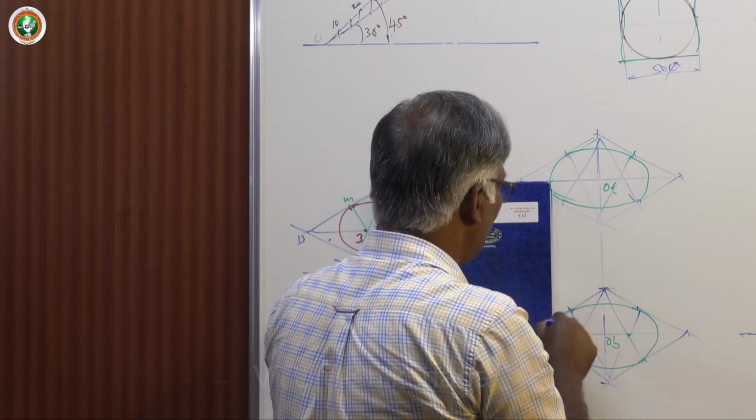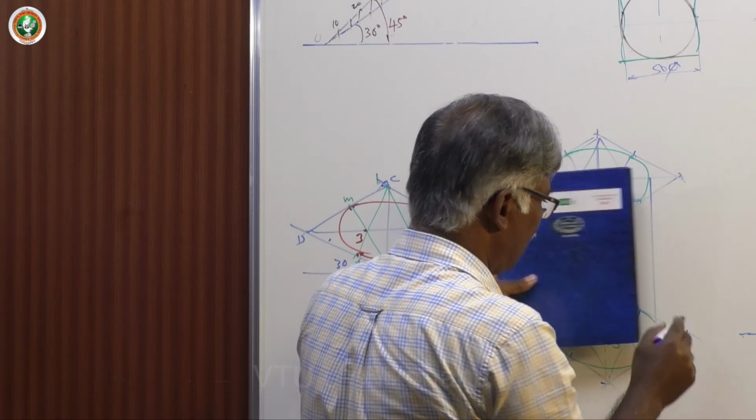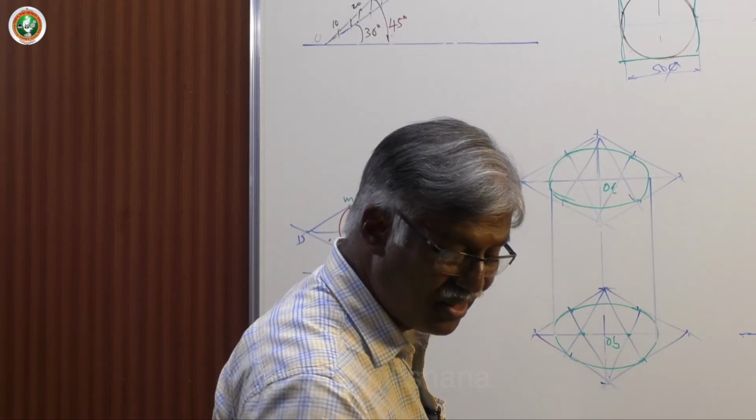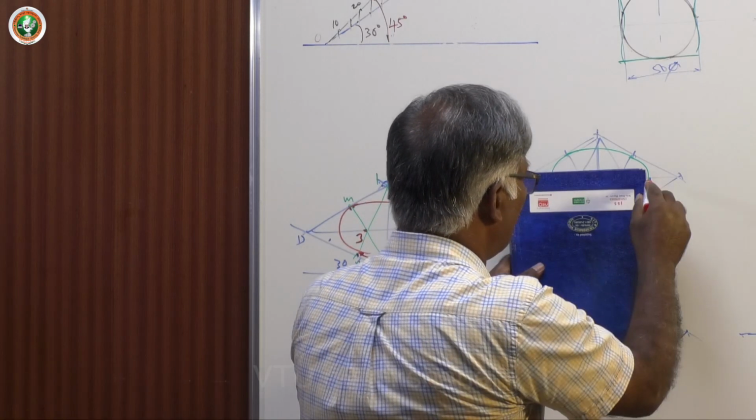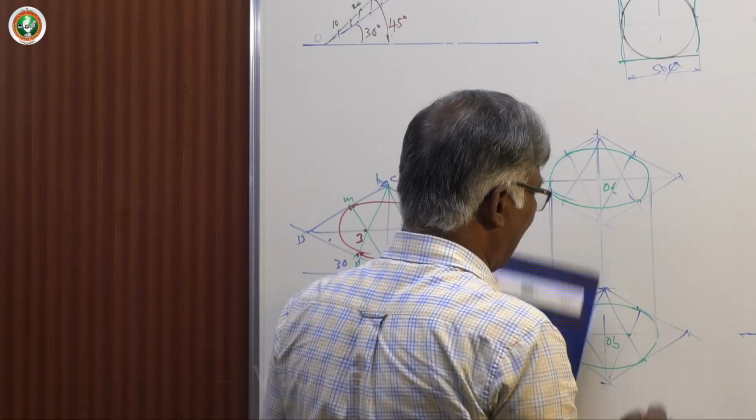No other line will match you this. So you must draw vertical lines and then complete. So this is how you draw. This is the outline of the figure. All are right lines now.